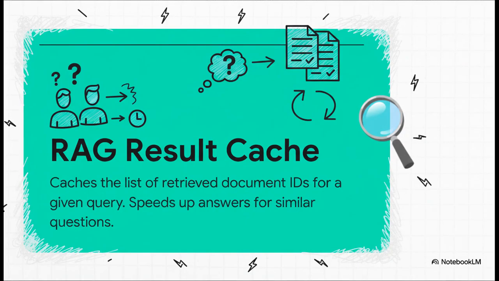And while we're on the topic of RAG, let's talk about the RAG result cache. So, imagine a user asks a question, and your system goes off and does this big, expensive search to find, say, the 5 most relevant documents. Okay, great. But what happens when another user asks a super similar question just a minute later? Are you really going to do that whole search again? No way. You just cache the list of documents you found the first time. This makes your app feel incredibly snappy for common questions.